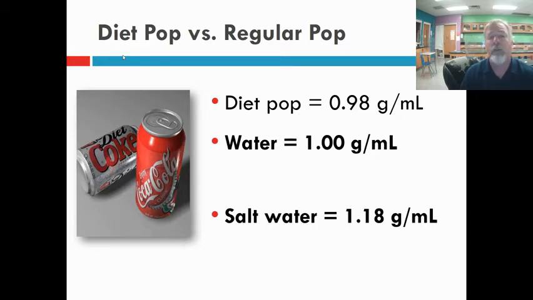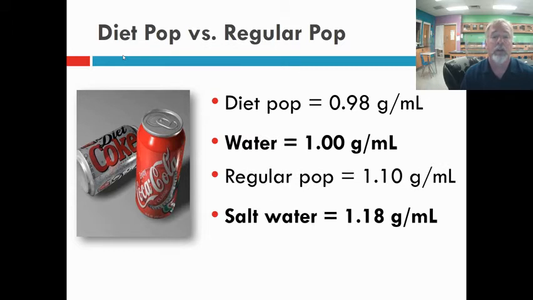Regular pop, on the other hand, we saw that it sunk in the regular water tank and it floated in the saltwater tank. So hopefully you're going to guess that the regular pop has a density between that of water and that of salt water. And indeed it does. We're going to see the regular pop has a density of 1.10 grams per milliliter. Now you might ask, how can that be? They had the same volume.